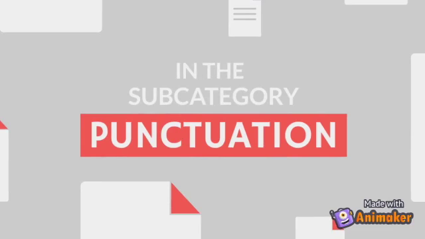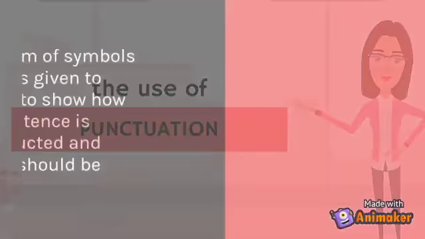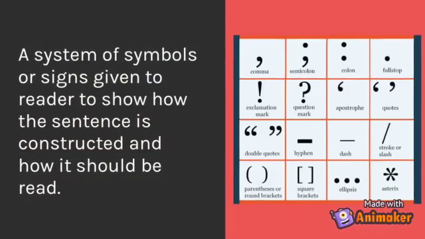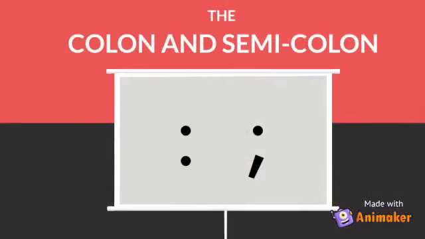To better understand both terms, we should first of all learn what punctuation is, where both terms are subcategorized in. Punctuation is a system that allows the reader to better understand how the sentence is constructed and how to read it by using symbols and signs. Now that we understand what punctuation is, we'll move on to the colon and the semicolon.